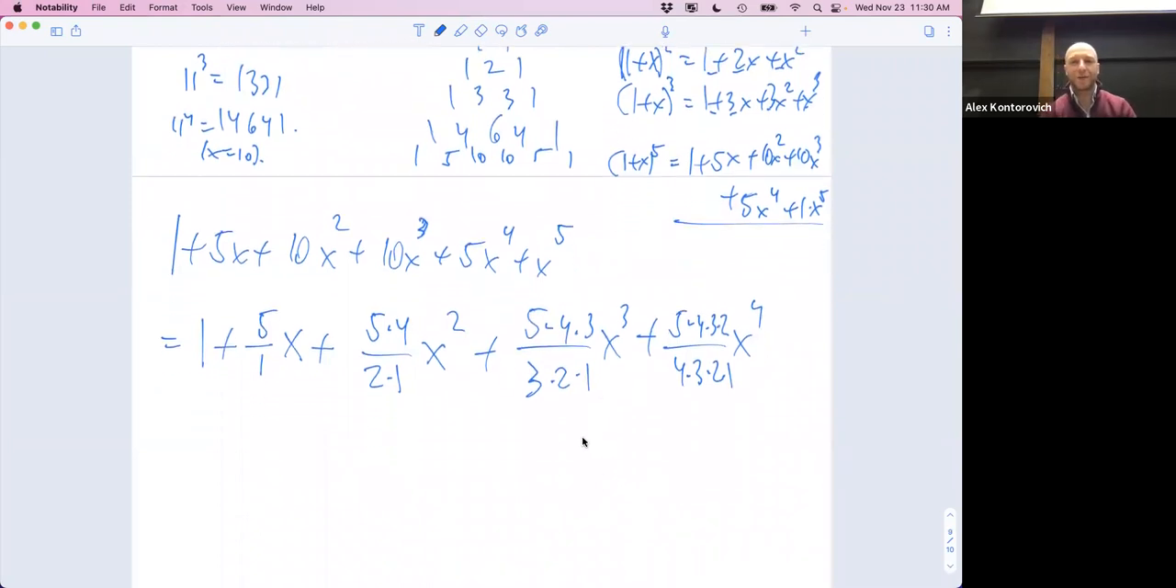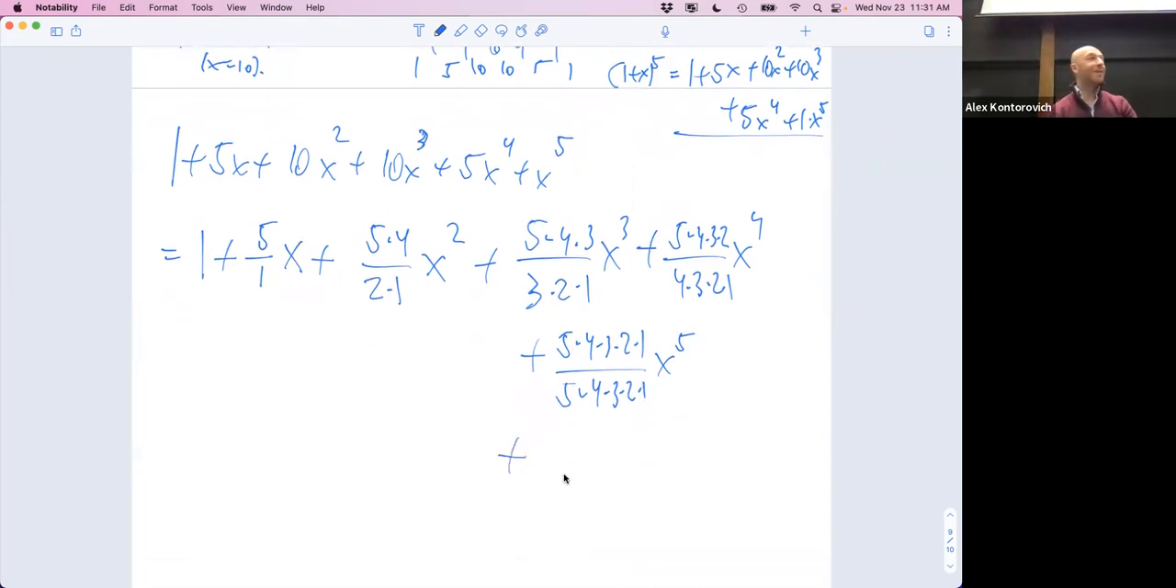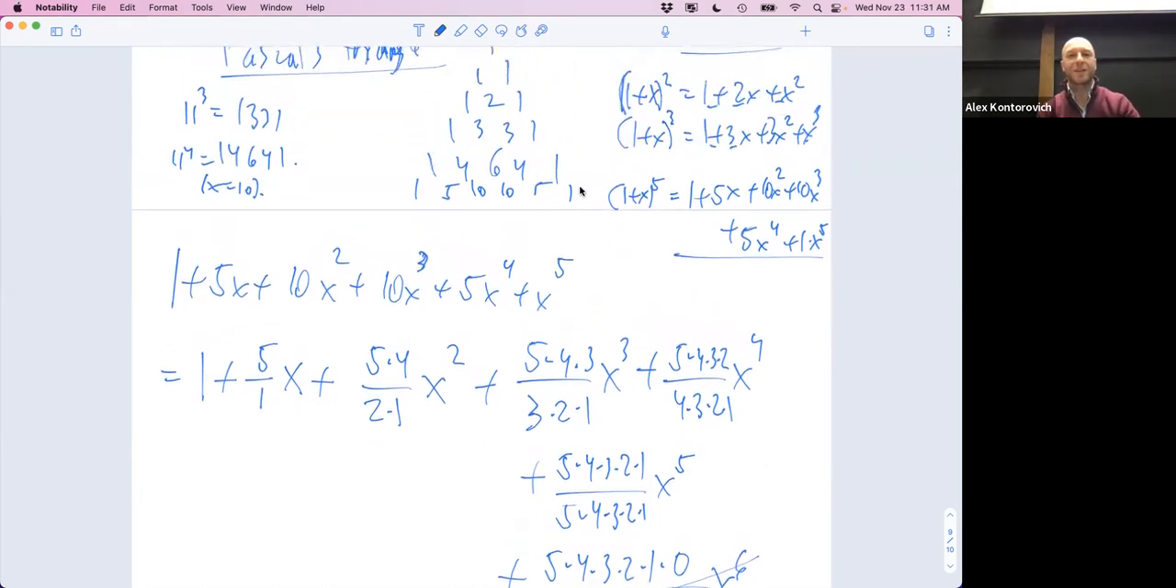And what's the x to the 5 term? 5 times 4 times 3 times 2 times 1 over 5 times 4 times 3 times 2 times 1, x to the 5. And what's the x to the 6 term? 5 times 4 times 3 times 2 times 1 times 0 over 6 factorial, x to the 6. So there is no x to the 6th term. It just stops. Does that make sense? So you should think of Pascal's triangle as having zeros all outside of it, sort of implied zeros all around.